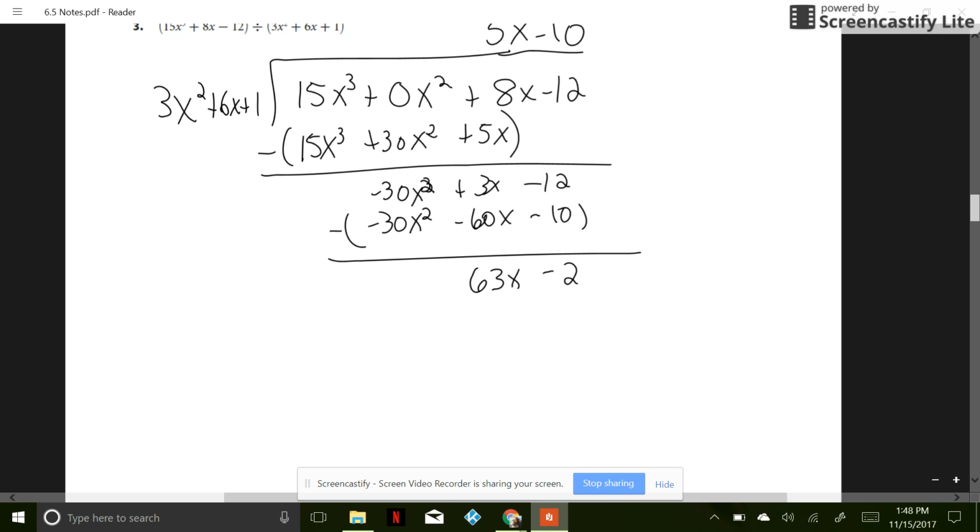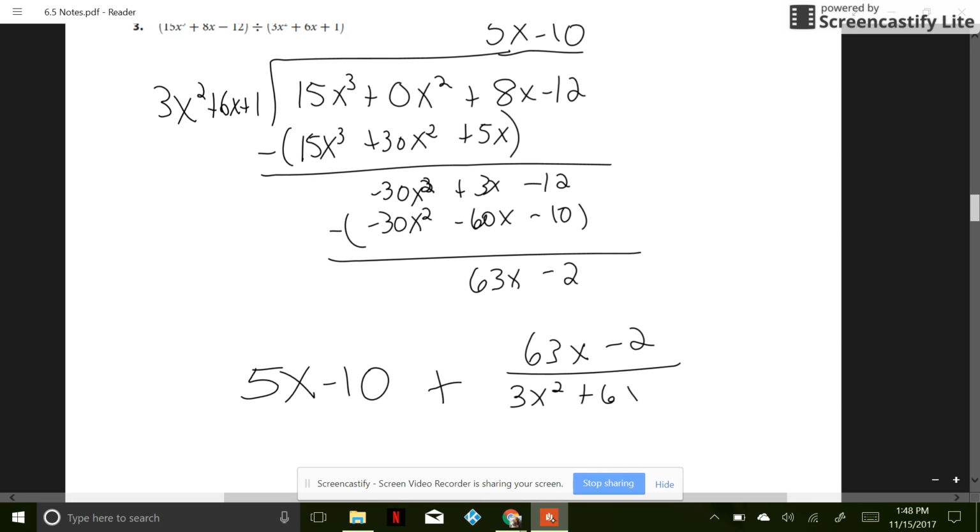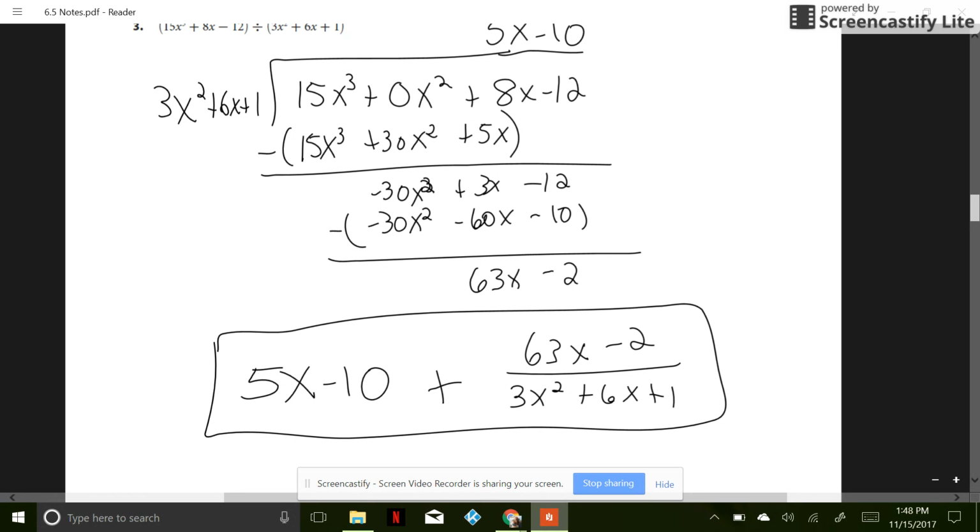So our solution, we write our quotient first. So 5x minus 10 plus the remainder, 63x minus 2, over the divisor, 3x squared plus 6x plus 1. So this is our solution.